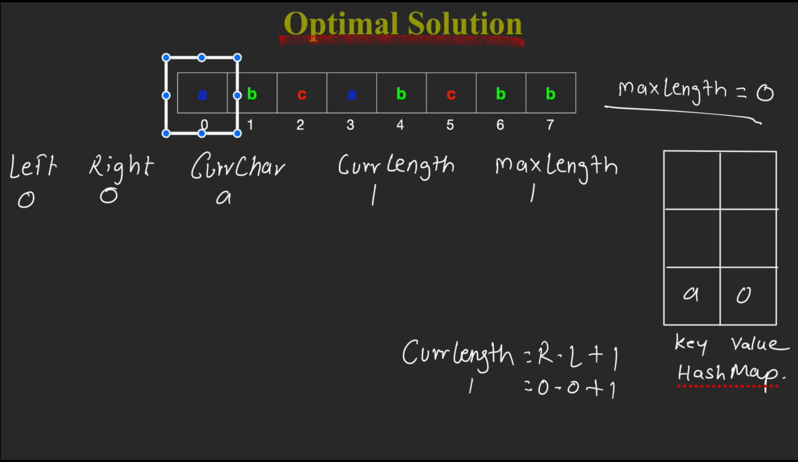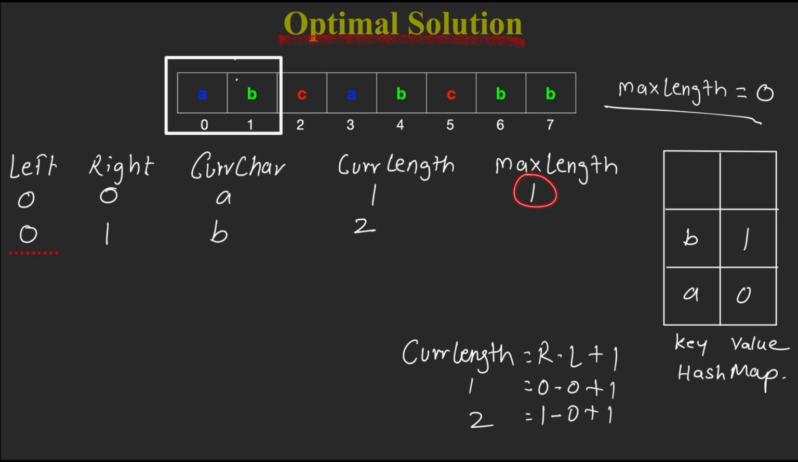Iteration 2. Right is at index 1. Current character is B. B is not in our map. Add B and its index 1 to the map. Current window is A, B. Calculate the current length. Current length is equal to 1 minus 0 plus 1, which is equal to 2. Maximum of 1, 2 is 2, so max length becomes 2.